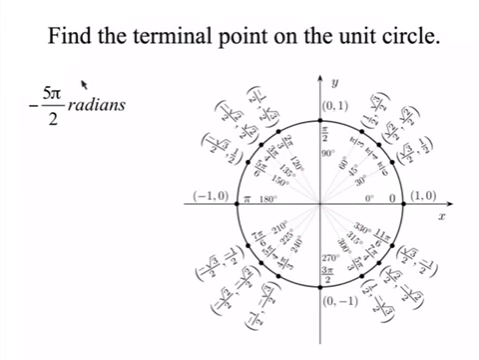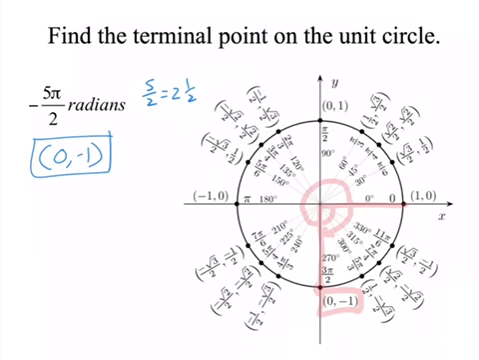Terminal point for negative 5 pi over 2. There's different ways of looking at this. One way could be negative 5 pi over 2. Well, negative 5 over 2, or just 5 over 2. If you're good at fractions, you could see that's 2.5. So if that makes sense to you, you could just say, I start here, and I'm going to go 1 pi, 2 pi, and a half. Done. Remember, you went in the negative direction. So that is one way. Get your answer, which would be 0, -1.